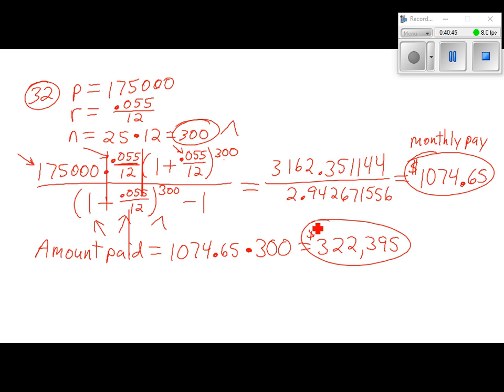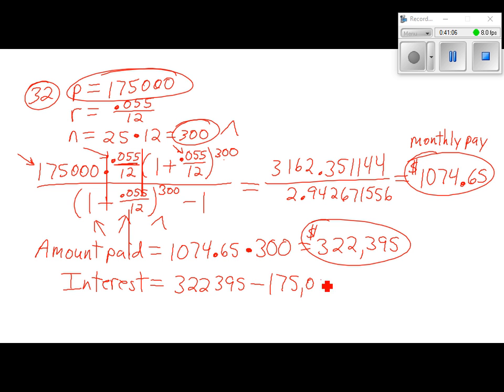And then to figure out how much of that we paid was interest, we take how much we actually paid for the house, the $322,395, and we subtract off the amount that we actually borrowed for the house, which was $175,000. And that comes out to be $147,395. So that's how much in interest we paid for that house. Those are your three answers.